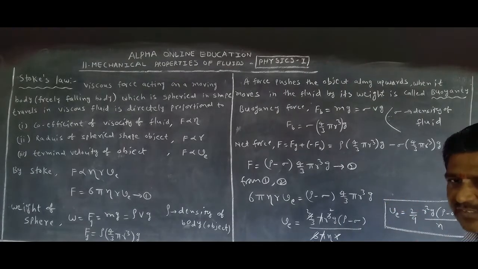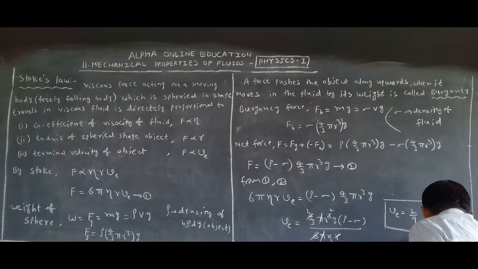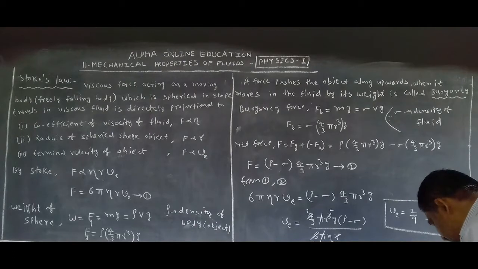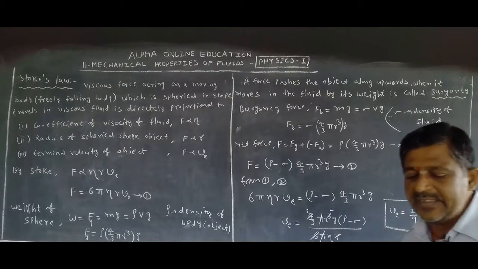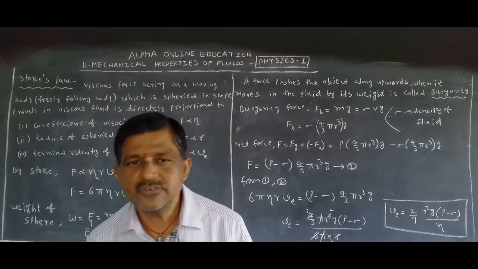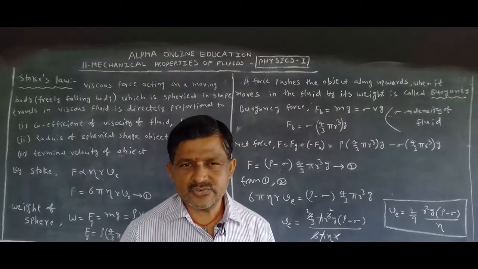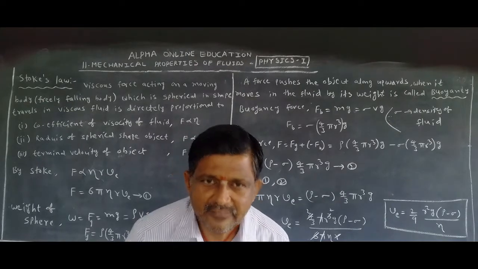Now substitute if you know the values. What is the terminal velocity? v is equal to 2 by 9 r square g into (rho minus sigma) by eta. This is the equation for the terminal velocity. Who mathematically gave the equation for terminal velocity? Stokes. Stokes law is used to find the terminal velocity.